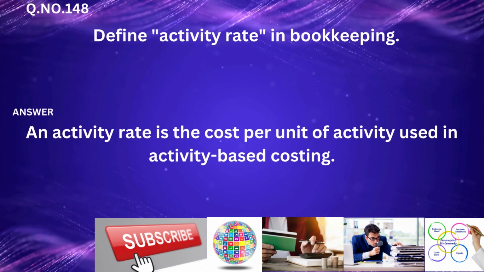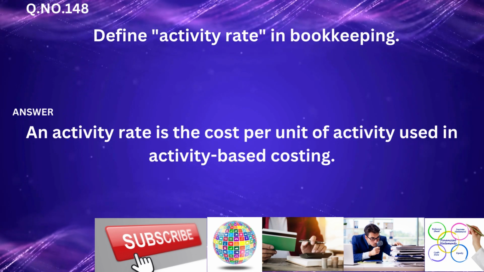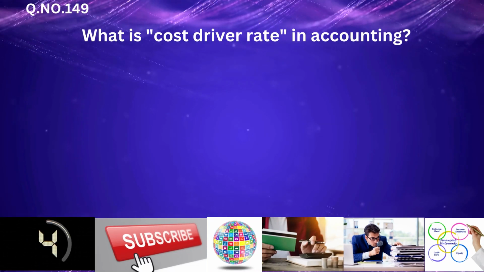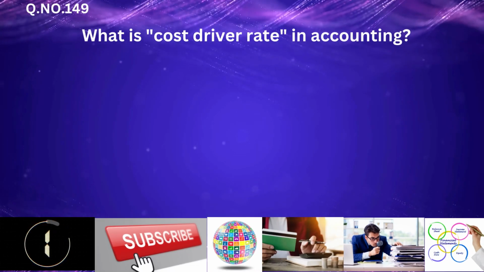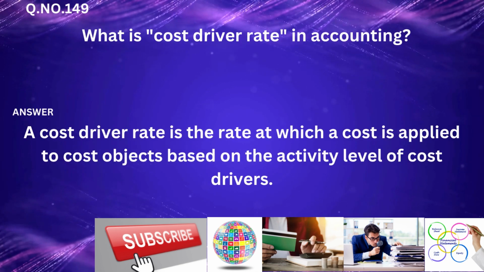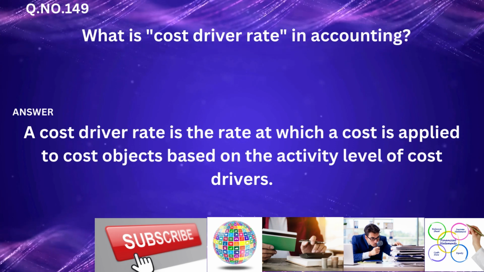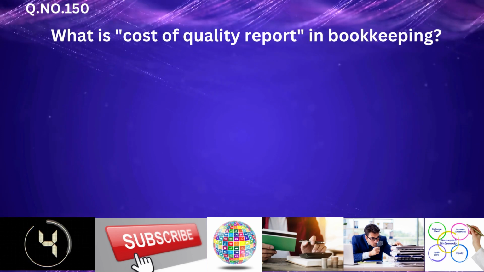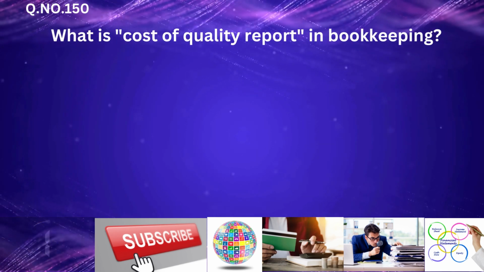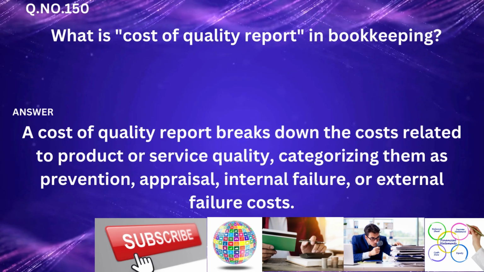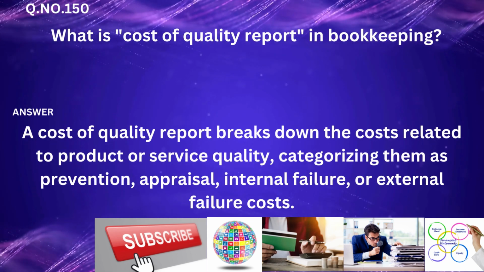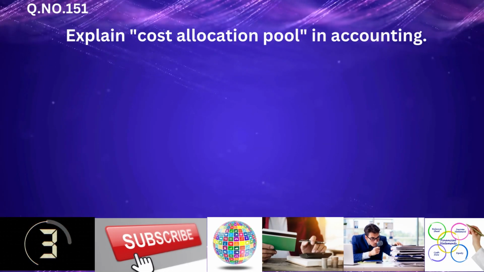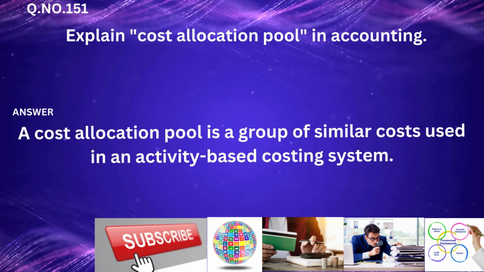Question 154. What is actual costing in accounting? Answer: actual costing uses real costs incurred for materials, labor, and overhead in product costing. Question 155. What is normal costing in bookkeeping? Answer: normal costing uses actual costs for materials and labor but applies a predetermined rate for overhead. Question 156. Explain full absorption costing in accounting. Answer: full absorption costing allocates all production costs, including both variable and fixed costs, to products.